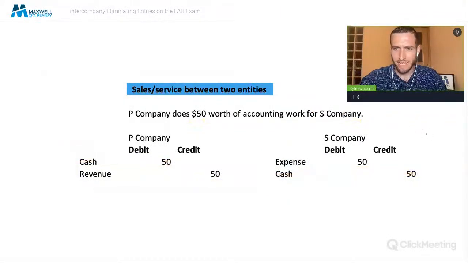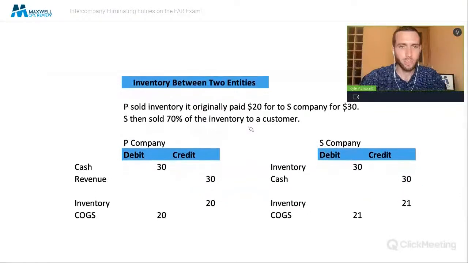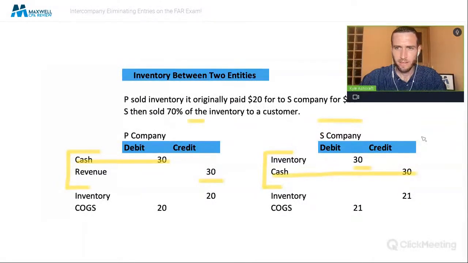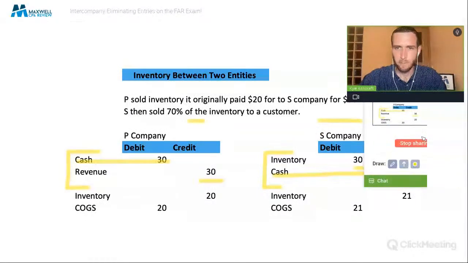Now let me go to a different example. The two main ways that the test makers like to test these intercompany transactions are when you have inventory between both companies, or you have fixed assets between both companies. So let's look at an example of inventory between two companies. So let's consider this situation right here.